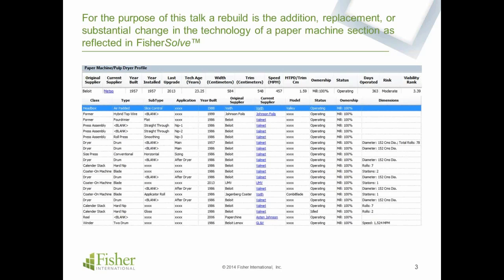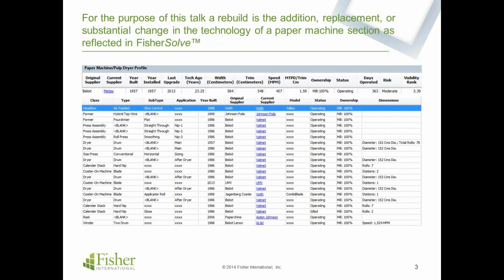Today I'll use the term rebuild and upgrade interchangeably. For the purposes of our discussion today, a rebuild or an upgrade is some addition or replacement or substantial change on the paper machine. We're not talking about just maintenance or some minor improvements. These are significant changes done to some section of the paper machine.